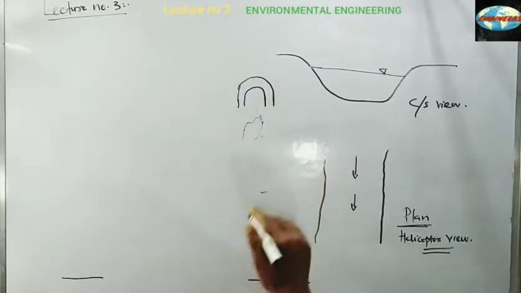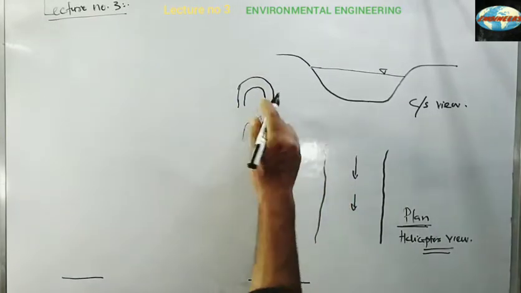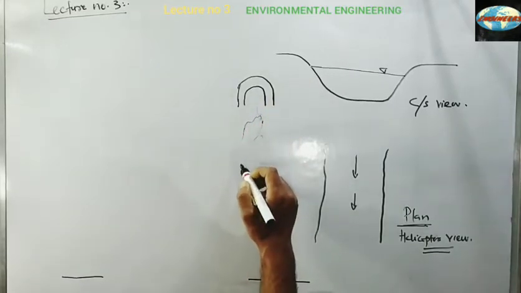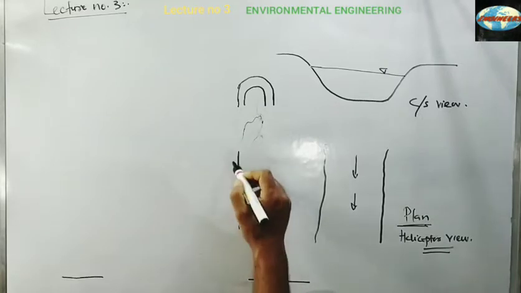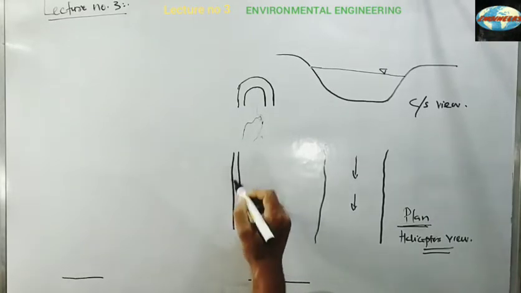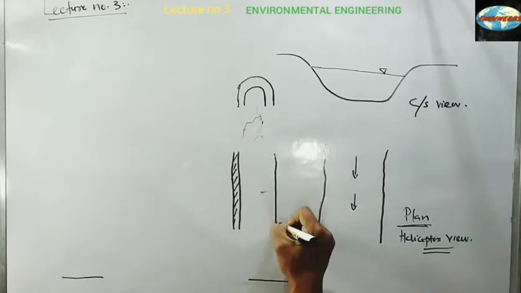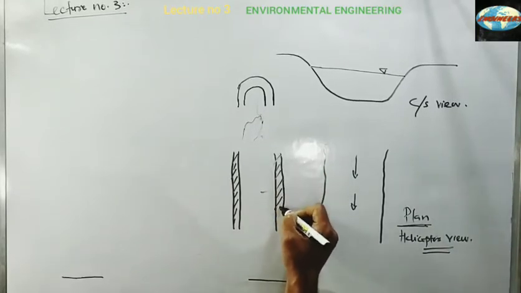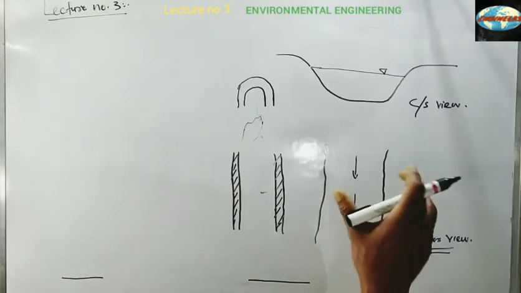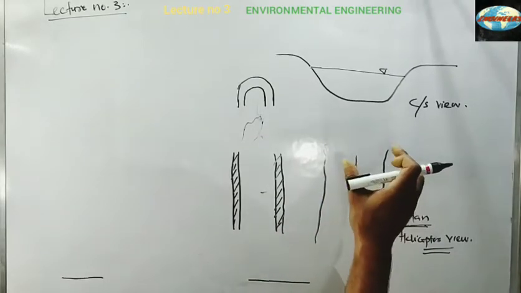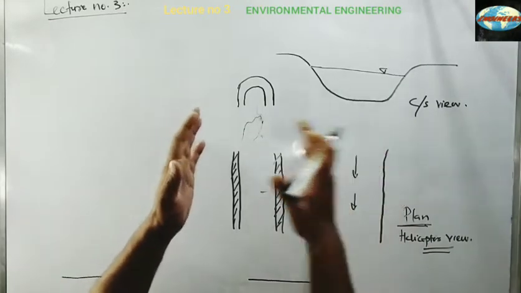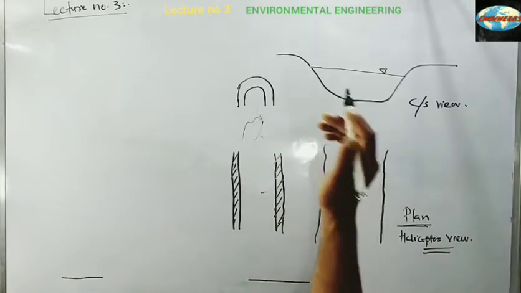If, for example, I show you the plan of this infiltration gallery, it can be shown like this. So it is constructed parallel to a river, or maybe any aquifer or lake, which has some water-bearing strata where seepage is occurring.